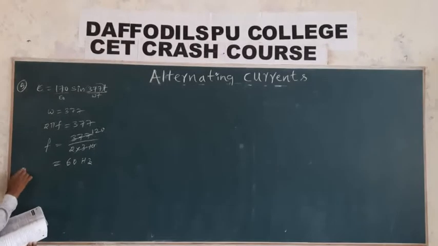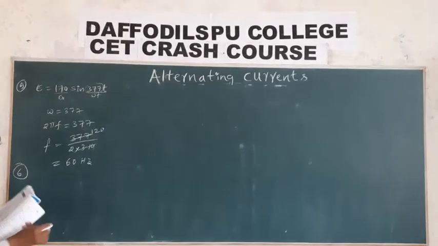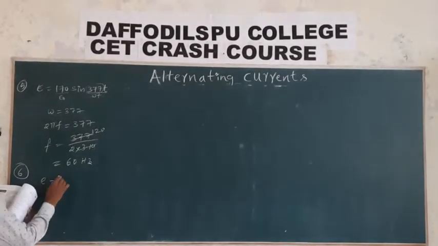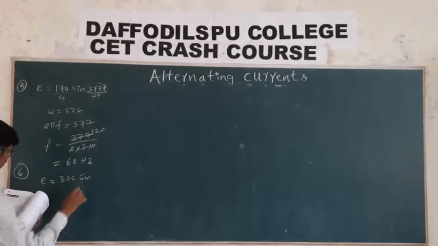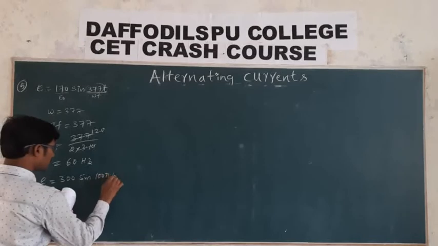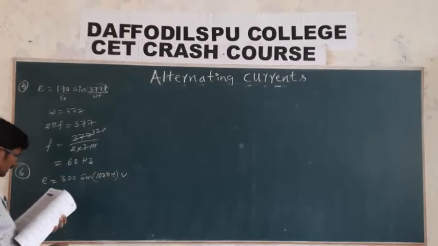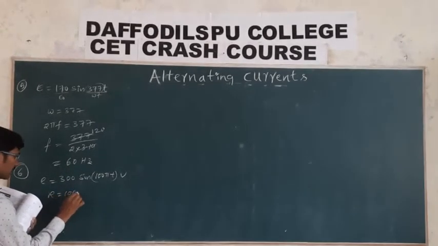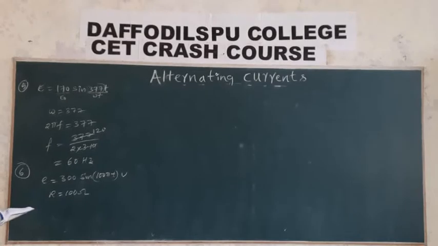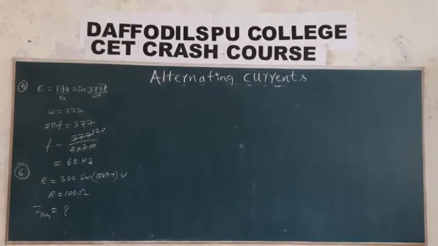Let me tell the sixth one. An alternating EMF is given by the equation E is equal to 300 sin 100 pi t volt, applied to a resistance of R equal to 100 ohm. The RMS current through this circuit is I_RMS. You need to calculate I_RMS. Okay, remember what is I_RMS current?